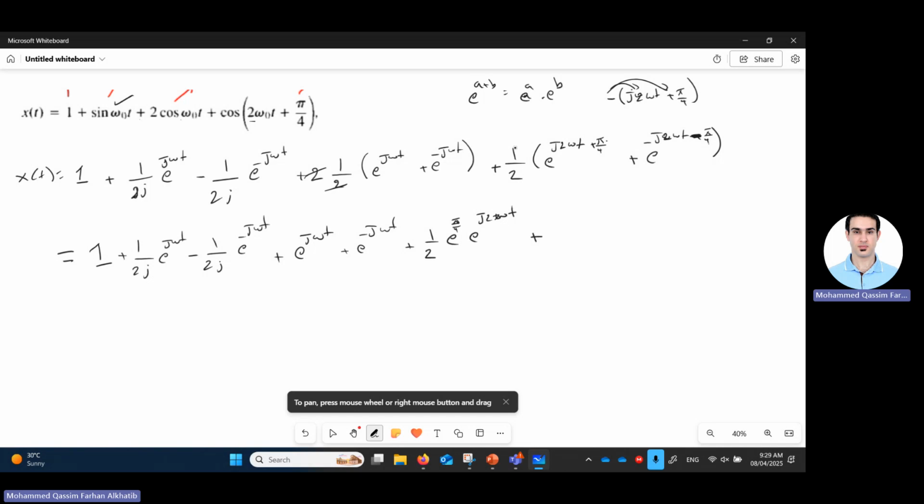Plus, similarly, I'll distribute the half, 1 over 2, e to the power negative pi over 4, e to the power negative j 2 omega t. And from the calculator, you can find the value here for e to the power pi over 4. It could be a certain constant.